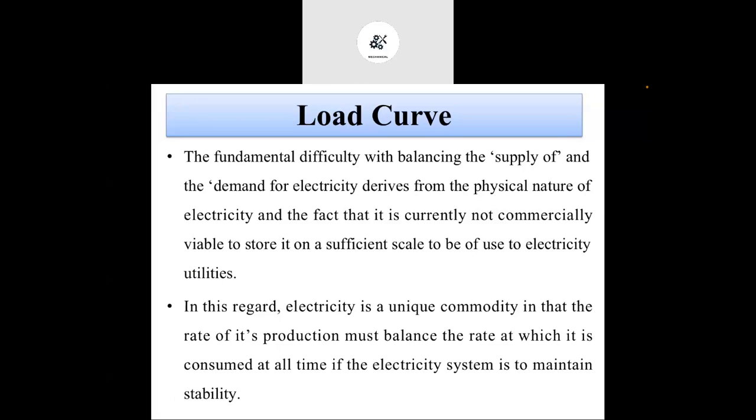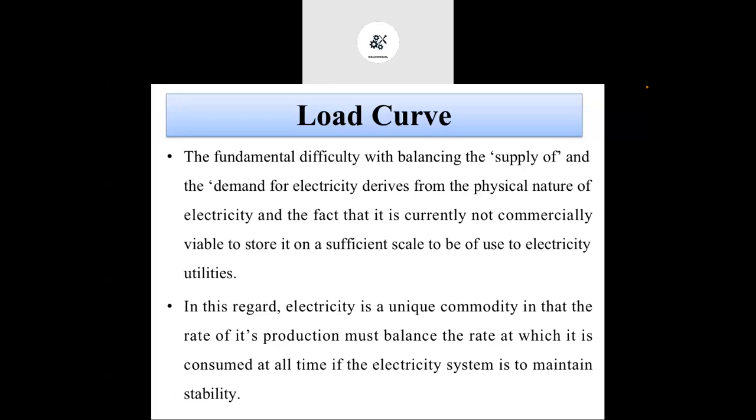Now, a load curve we can draw for one day, for one month, for one week. It totally depends on you. Generally, whenever we consider the working of a power plant, the monthly load curve is used, or also the seasonal load curve, or we can say the yearly load curve. These types of load curves depend upon the time period which we are considering.